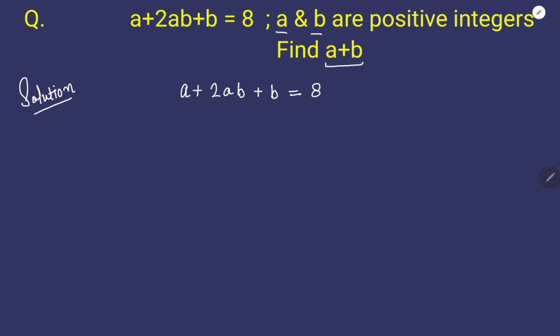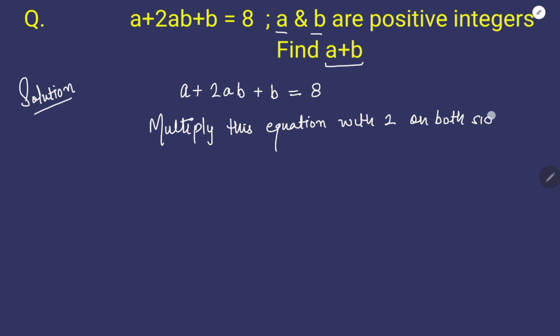Okay, so we have here a plus 2ab plus b. Can I multiply this equation with 2 on both sides? So it will become 2a plus 4ab plus 2b is equal to 16. But why did I do that? You will just understand now. It's 2a plus 4ab plus 2b.